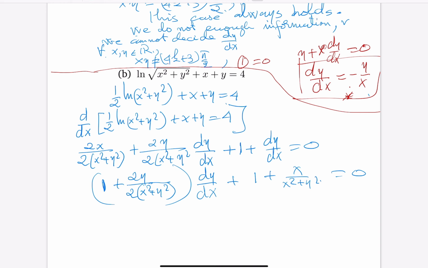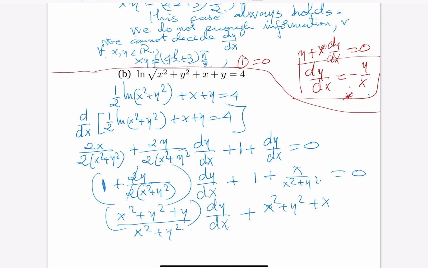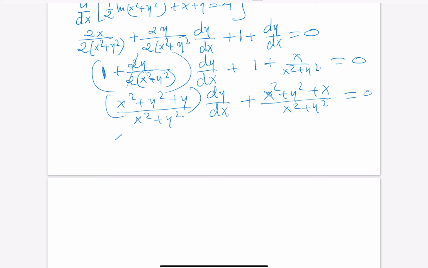Now the 2 can cancel out, and you have x squared plus y squared plus y, in parentheses, times dy over dx, divided by x squared plus y squared, plus x squared plus y squared plus x, divided by x squared plus y squared, and you can set it equal to 0. This becomes x squared plus y squared plus y, in parentheses, times dy over dx, plus x squared plus x plus y squared, equal to 0.